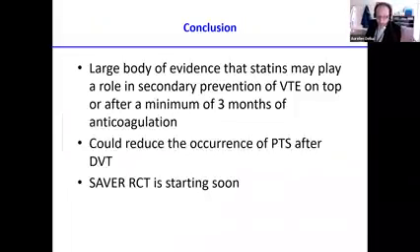So to conclude, there is evidence that statins are effective for primary prevention of VTE. There's also evidence that they could be an adjuvant to anticoagulation or to standard of care to reduce the rate of recurrent VTE in all types of VTE event, DVT, PE, provoked, unprovoked, regardless of age, sex, or weight of the patients. Also, there's little evidence that statins could reduce the occurrence of PTS after a deep vein thrombosis. And we hope that we will answer these important questions with the SAVOR trial.